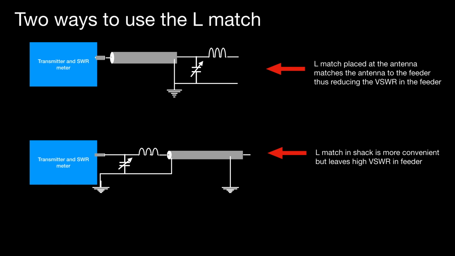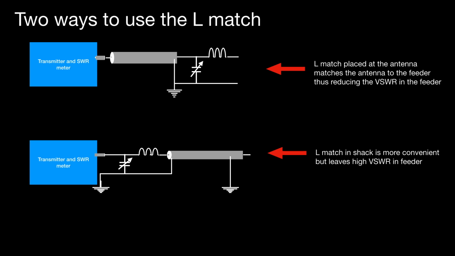The bottom version is more convenient. It's in the shack, but it does leave a high VSWR in the feeder. So there we go. The L match placed at the antenna matches the antenna to the feeder, thus reducing the VSWR in the feeder, but the one in the shack, although it matches to the transmitter and SWR meter, does leave a high VSWR in the feeder.